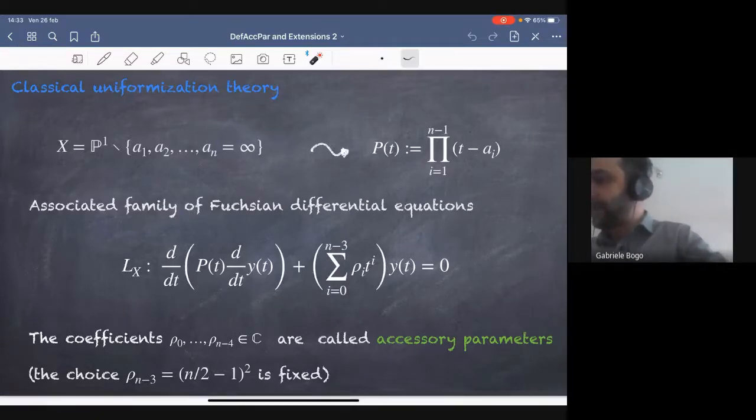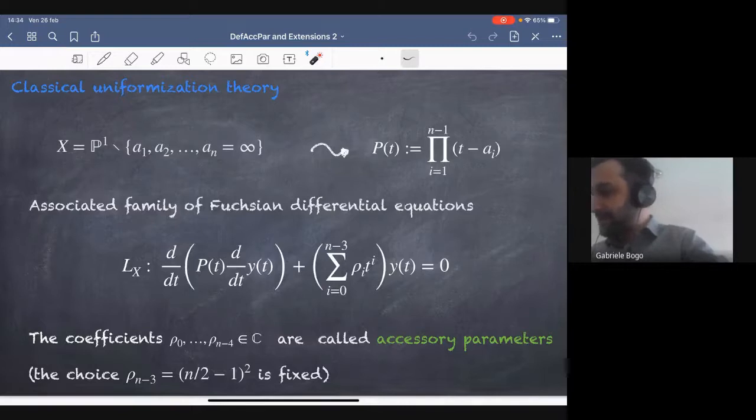So we start with X, which is a sphere with n punctures. And to such a Riemann surface, we always associate a polynomial whose roots are the punctures, so not the one at infinity. And the classical theory associates to this Riemann surface a family of second-order differential equations of this form, so-called Fuchsian differential equations, whose singularities are given precisely by the zeros of this polynomial, so from the punctures of the sphere.